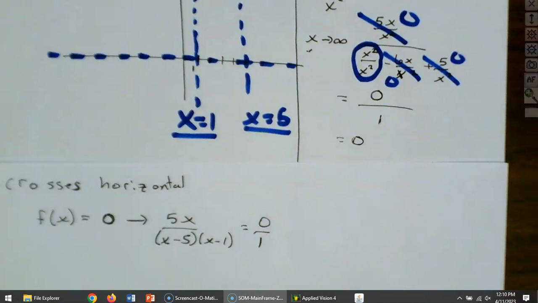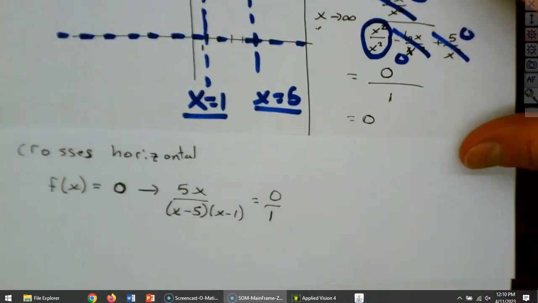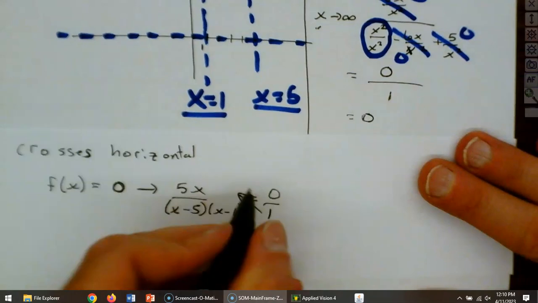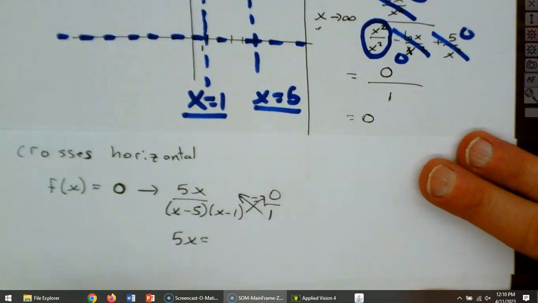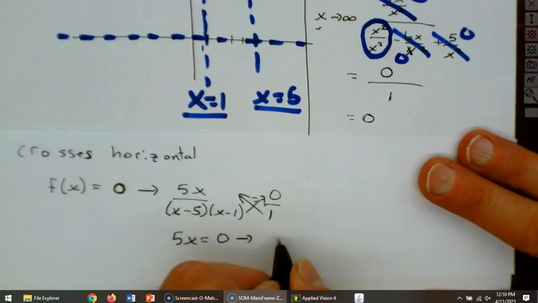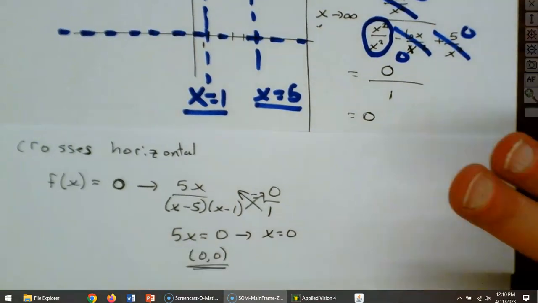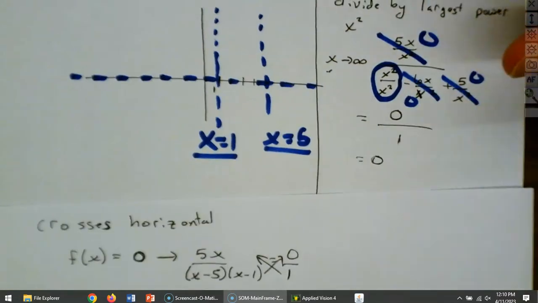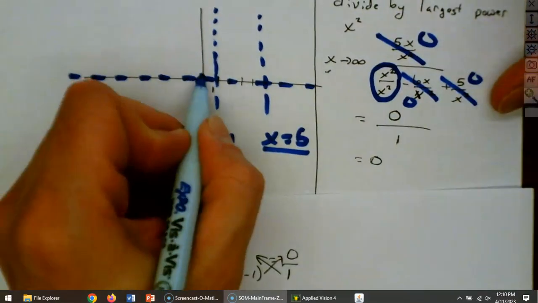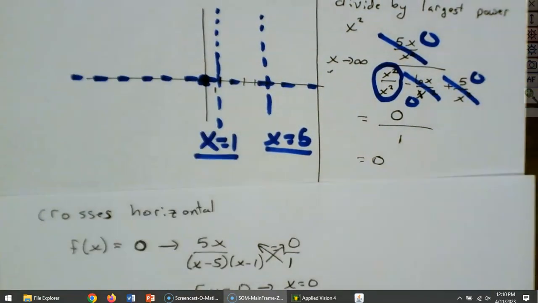Now, in this case, it will actually cross it. Because when we set this as a 0 over 1, when we cross multiply, what's going to happen here? We're in luck because that gives you 5x. 0 times that is 0. So that gives you x equals 0, which is then the point 0, 0. So it's got to cross at 0, 0. So if we go back up and look at our picture, it has to cross at 0, 0.